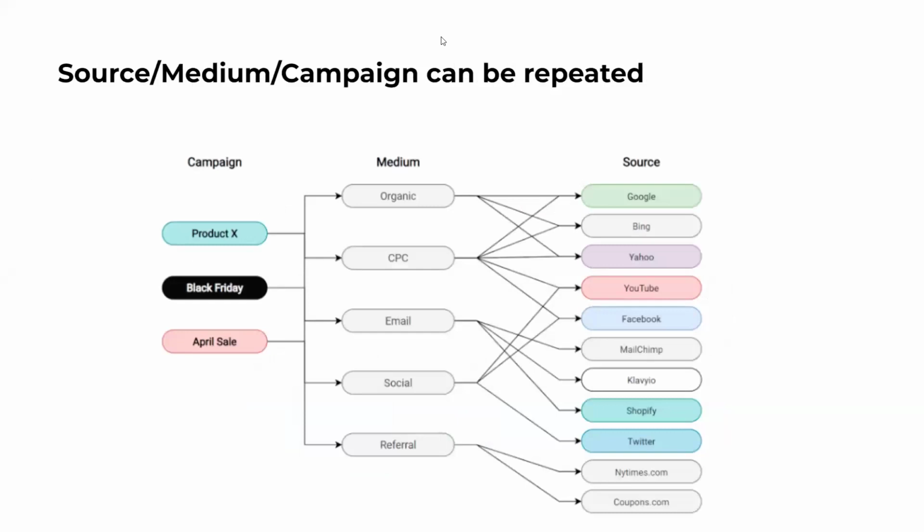So the source, medium, and campaign can be repeated. For example, on this one, we have the different sources, the medium, and the campaign. For example, the source is equal to Google, the medium is organic, and the campaign is product X, and so on.